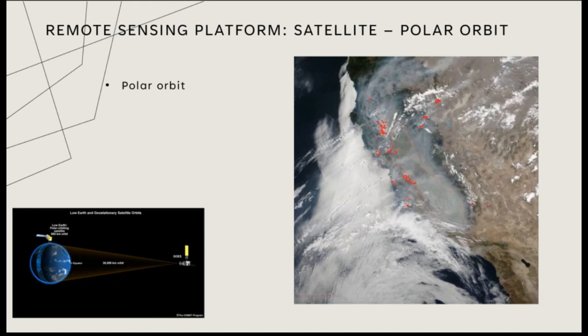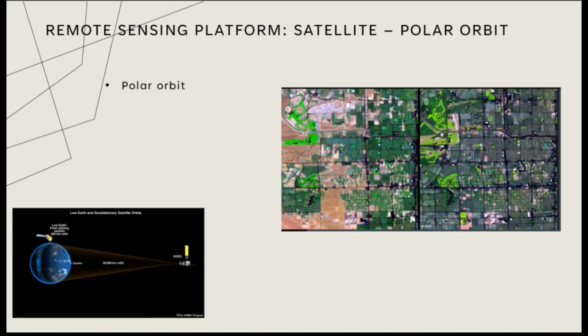This is the fires on the photo on the right here in 2020, which was taken on the Terra satellite, which is able to get a daily image of California because it revolves around the Earth so frequently, allowing daily tracking of the fires. Another example of a remote sensing platform based on a satellite is the Landsat satellite.